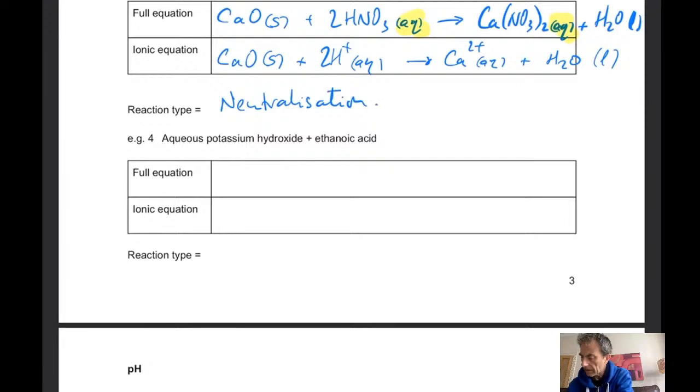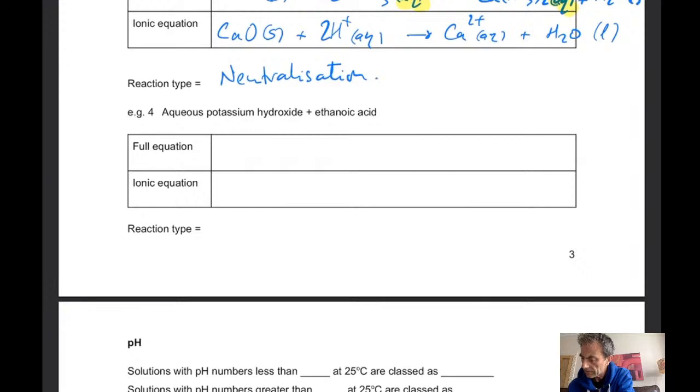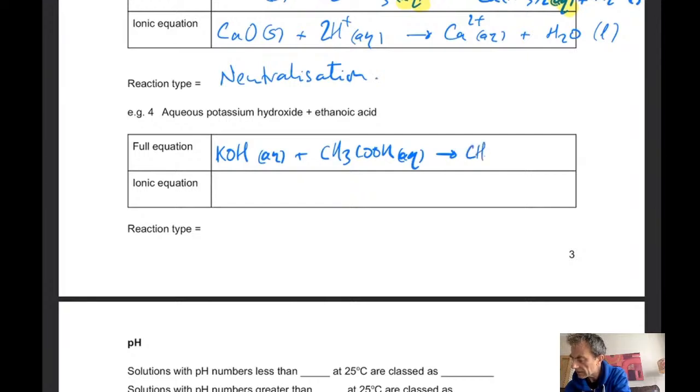And then the final one: aqueous potassium hydroxide and ethanoic acid. So notice it says aqueous there, so that's helping massively, isn't it? Ethanoic acid will be aqueous, the acids are aqueous. So it's KOH AQ plus CH3COOH AQ goes to, you'd get the salt potassium ethanoate, so it's CH3COOK AQ, H2O liquid.